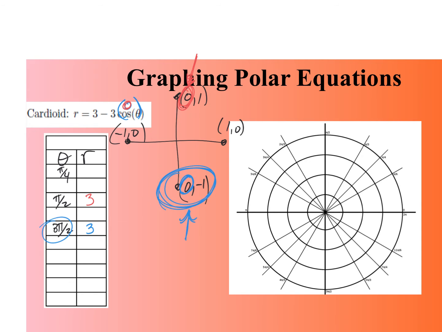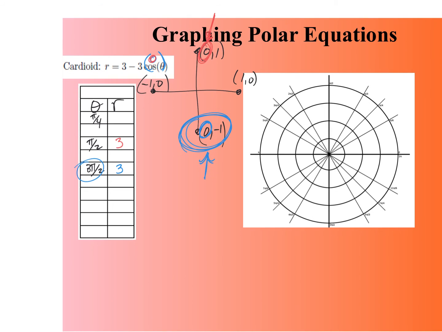Pi over 4, if I was going to draw that, I would draw pi over 4 like a 45-degree angle. It'd be like that. Tell me how to find the cosine of that.